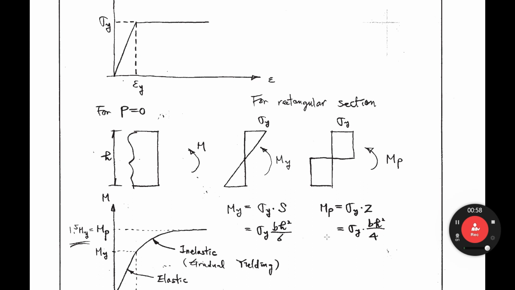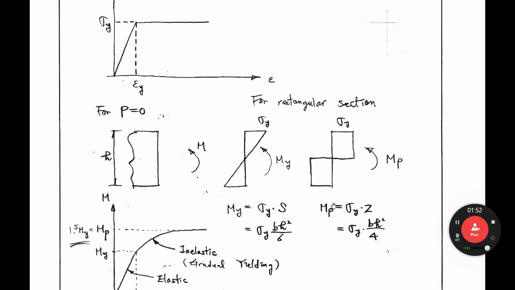Then for a rectangular section, we have the stress like that. If top and bottom stress is equal to yield stress, in that case, the internal moment equals My, the yield moment. My equals sigma y S. S is the section modulus. Section modulus for a rectangular section is bh squared over 6, right? If the section is fully yielding like this, then we call it Mp. The internal moment is Mp, right?